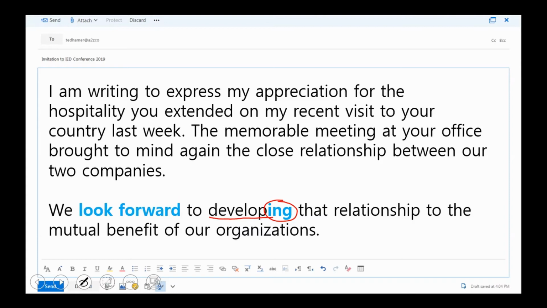Use "expect" if you make a prediction or you're expecting somebody to do something. But remember, it can seem cold or aggressive. So in most cases, it's probably better to use "we look forward to." So in this case, we look forward to developing that relationship to the mutual benefit of our organizations.